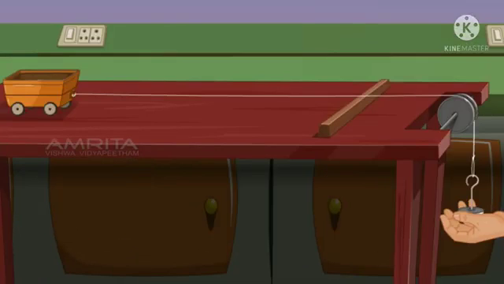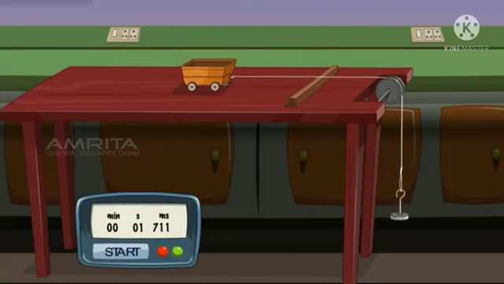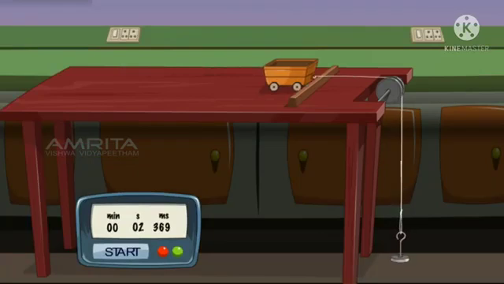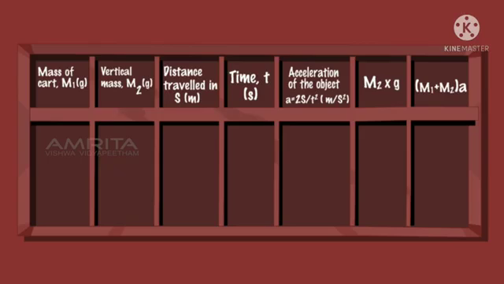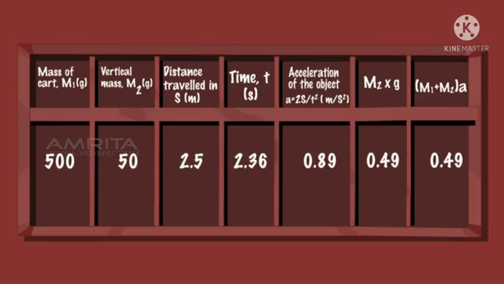As soon as the weight is released, the cart starts moving and is stopped by the blockade. Note the distance moved by the cart and the time taken to travel the distance. Calculate the acceleration of the object. Calculate m2g and (m1 + m2) times a. It is found to be the same. Hence, Newton's second law is verified.